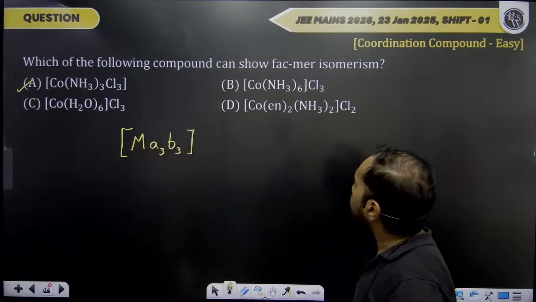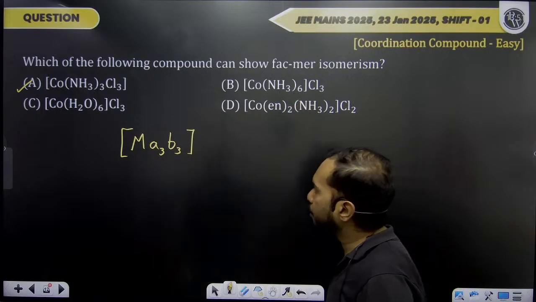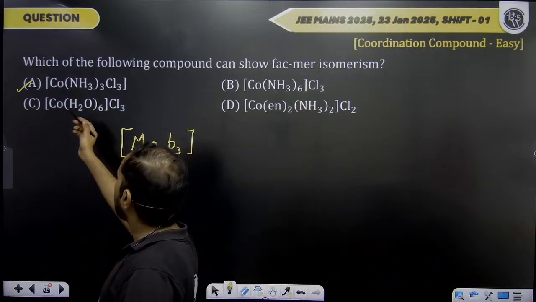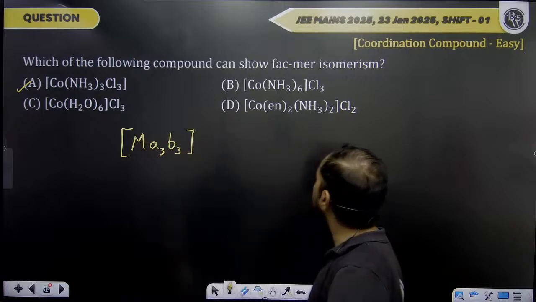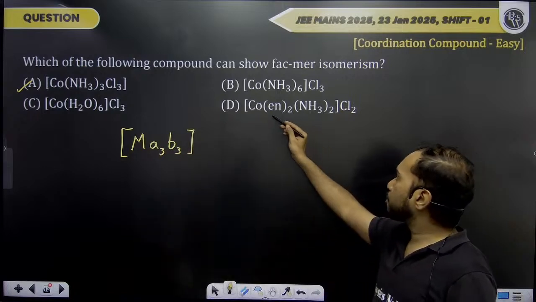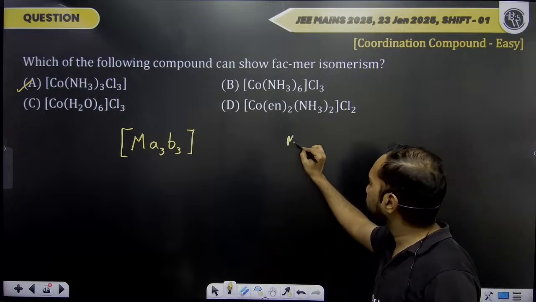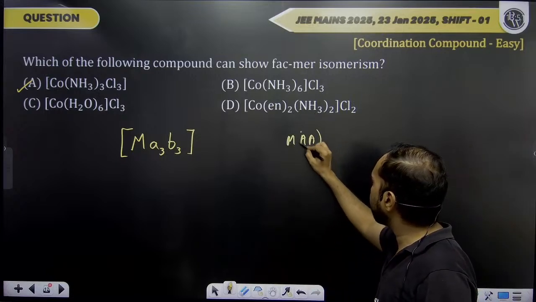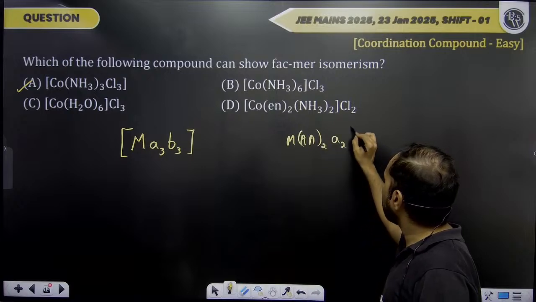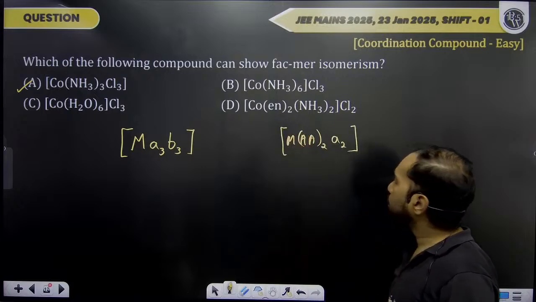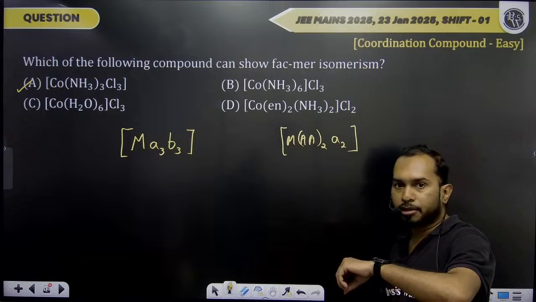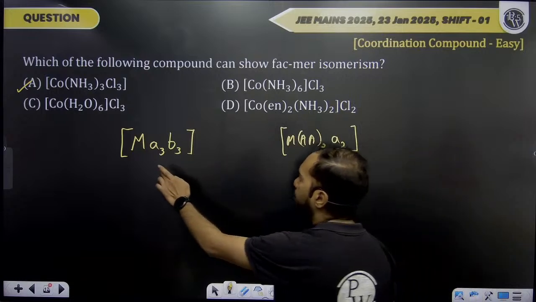Next option, this is Ma6 type, it will not show. C option, again Ma6 type, it will not show. If you see this option, this is M(AA)2a2 type. Why am I saying this? Because in this shift, the question is asked with respect to Ma3b3.